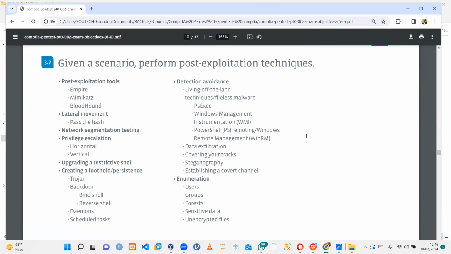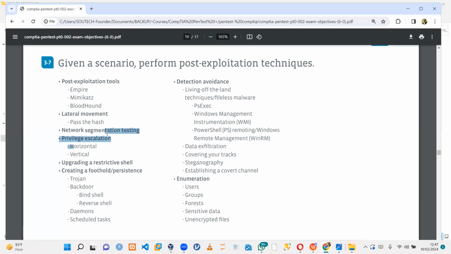3.7 is post-exploitation techniques. So the question is, when there's an exploit, what kind of techniques can happen after that? We understand concepts and tools like Empire, Mimikatz, BloodHound, pass the hash, and different types of escalation. When is it horizontal? When is it vertical?